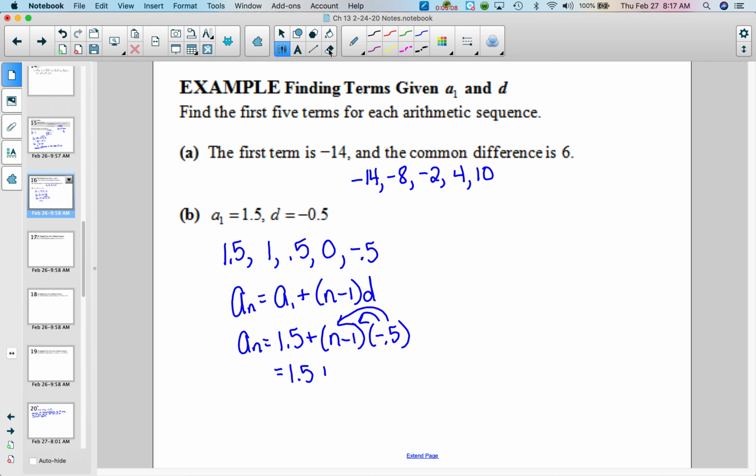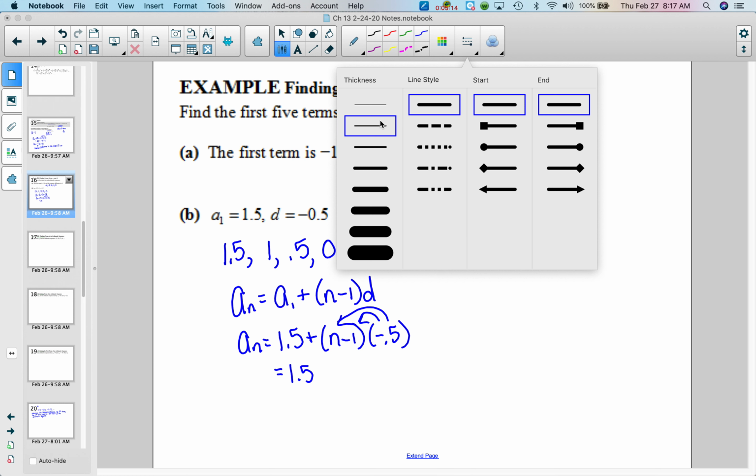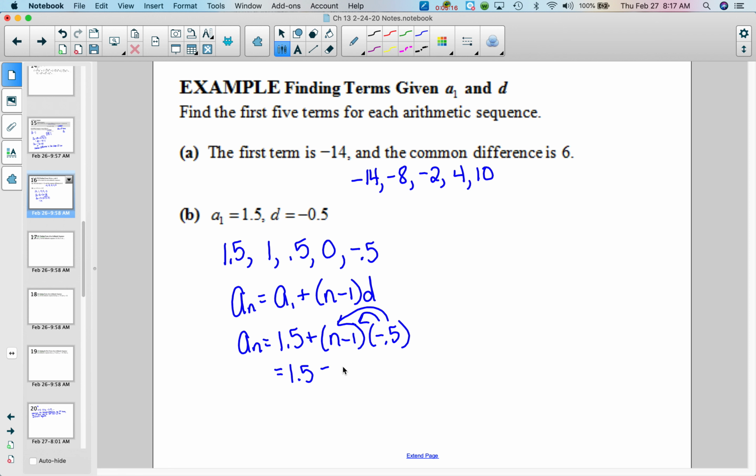Let's make that, we'll make that a minus 0.5n plus 0.5. So we get a sub n equals, and if you wanted to put the variable portion first, negative 0.5n plus 2. And that would be our expression for a sub n.